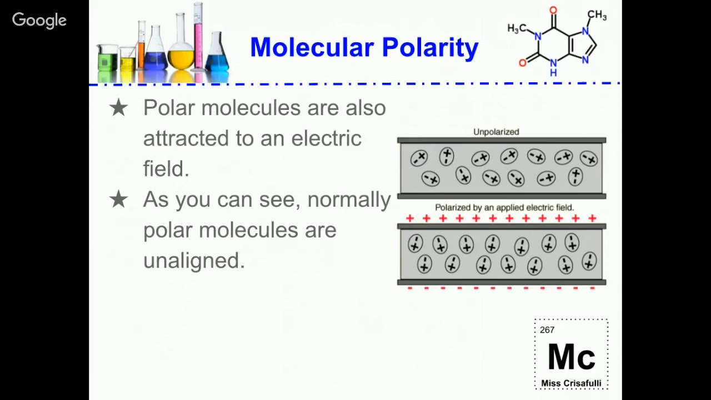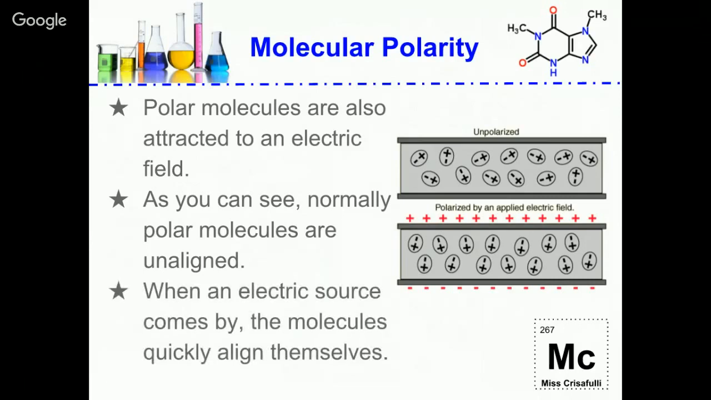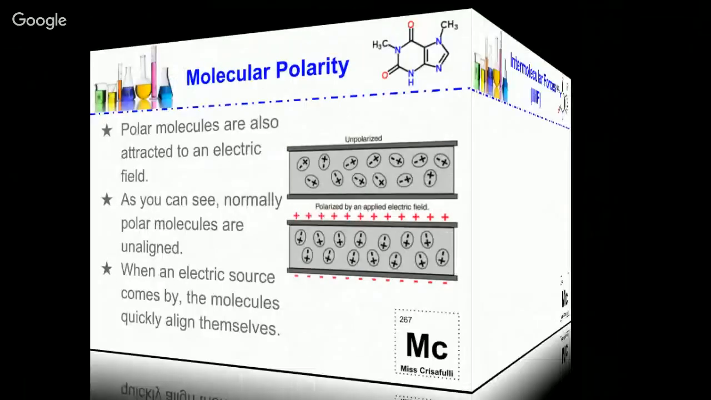So the polar end, the positive end, is going to go towards the negative charge, and the nonpolar or negative end is going to go towards the other side. So when an electric source comes by, the molecules will quickly align themselves so that their opposite charges attract to the correct electric field side.